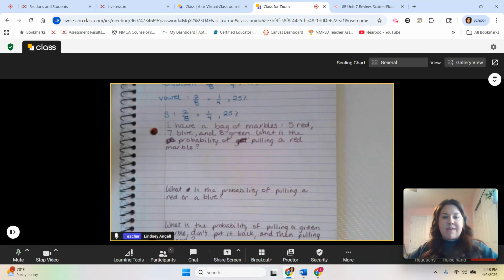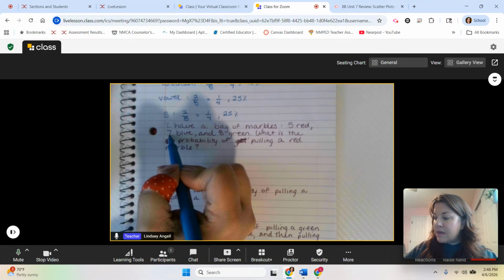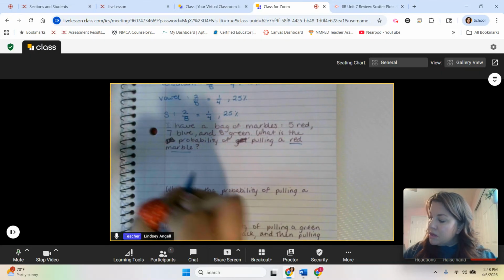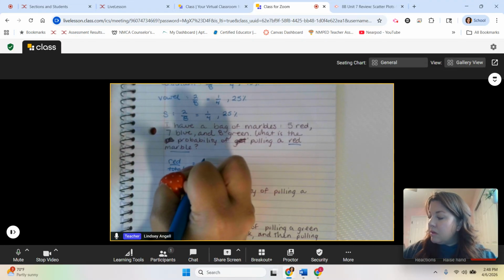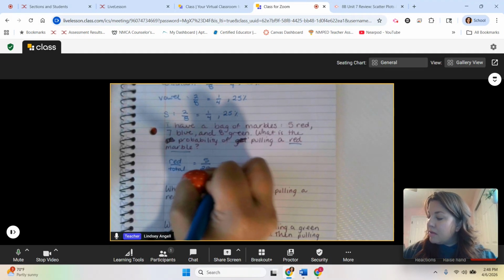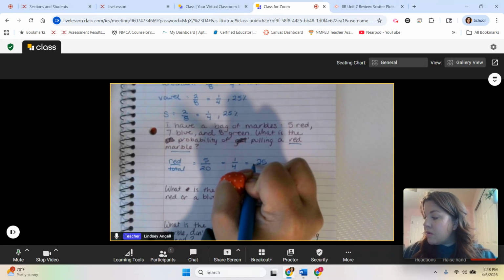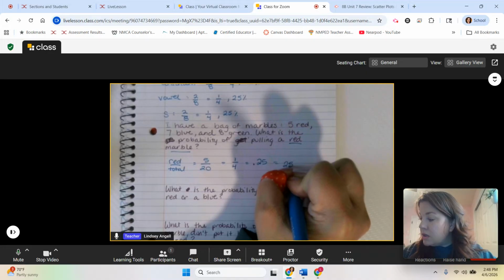For this next one, I have a bag of marbles. There's 5 red, 7 blue, and 8 green. What is the probability of pulling a red marble? If we add them all together, 5 plus 7 is 12 plus 8 is 20. So pulling a red marble, there's 5, so red out of the total, which is 5 out of 20, which reduces to 1/4. As a decimal that would be 25/100ths, or 25%.